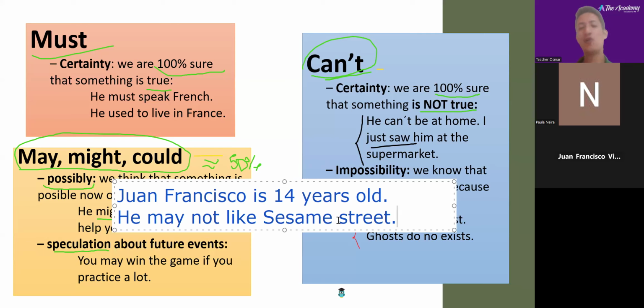Yes. Juan Francisco tiene 14 años, is 14 years old. He may not like Sesame Street. Puede que no le guste Plaza Sésamo, ¿ok? No estoy seguro, I'm not sure. Tell me, Juan Francisco, do you like Sesame Street?